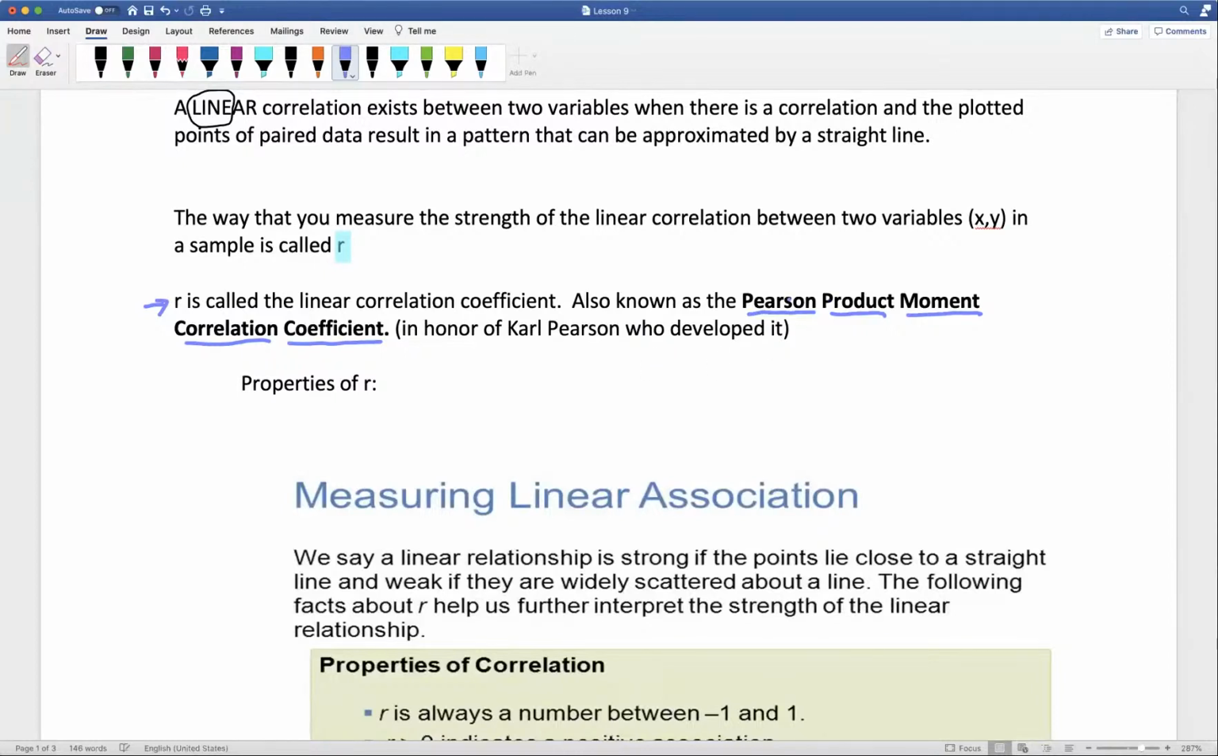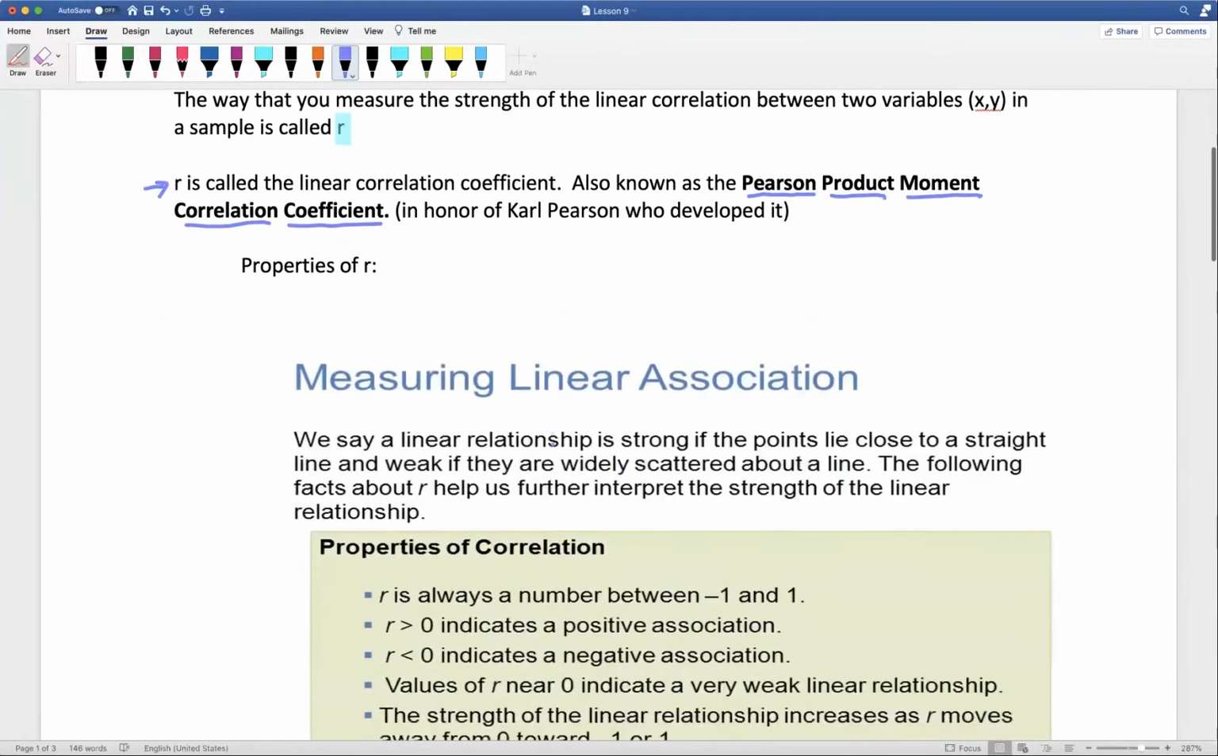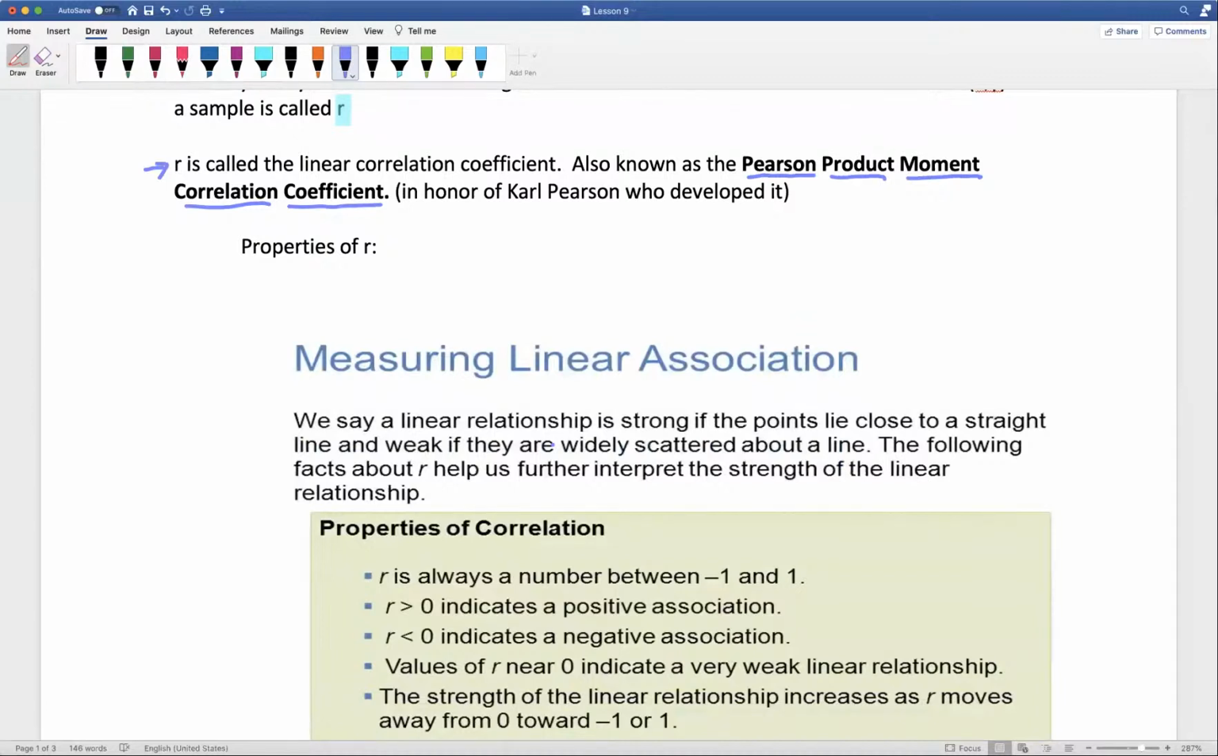So again, we're not going to use the words Pearson product moment correlation coefficient. It's just much easier to say what's your R if you're looking at a bunch of ordered pairs and you want to know how linearly correlated they are. So here are some properties that R has when we measure linear association.